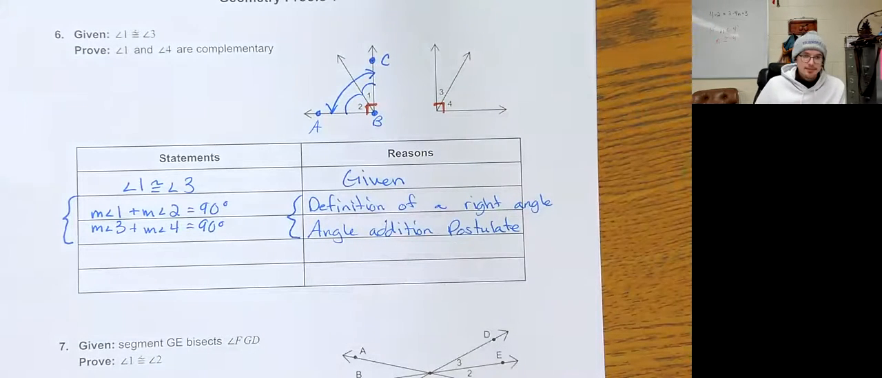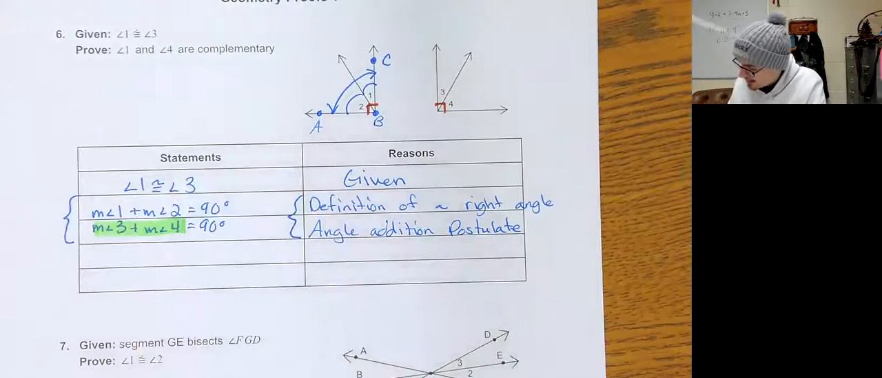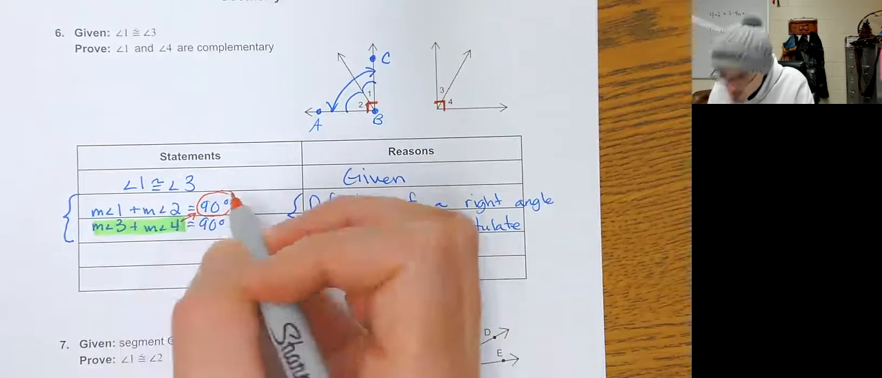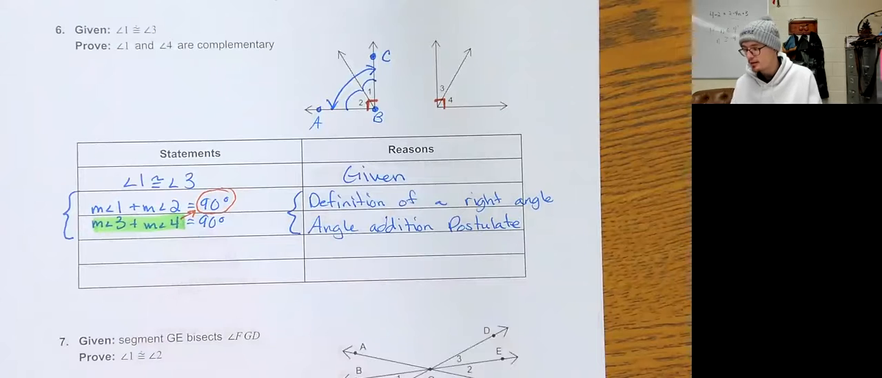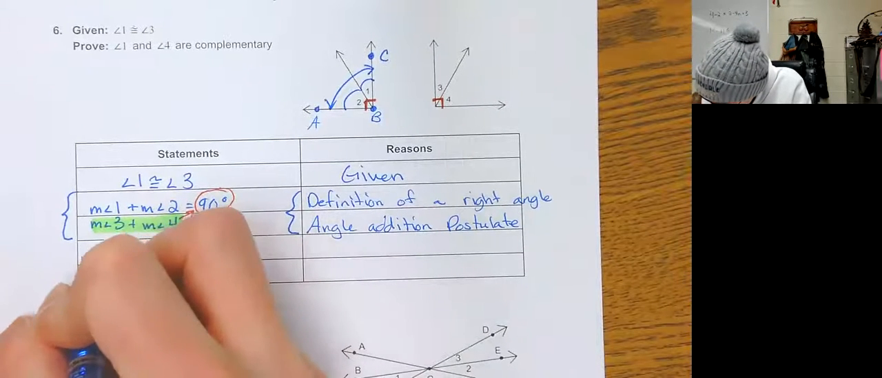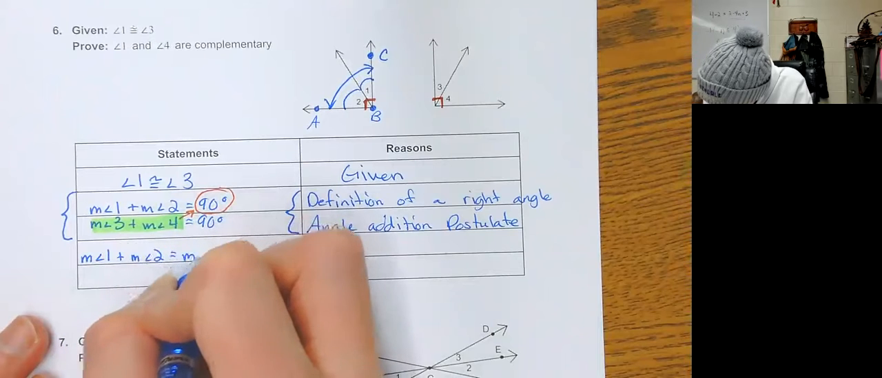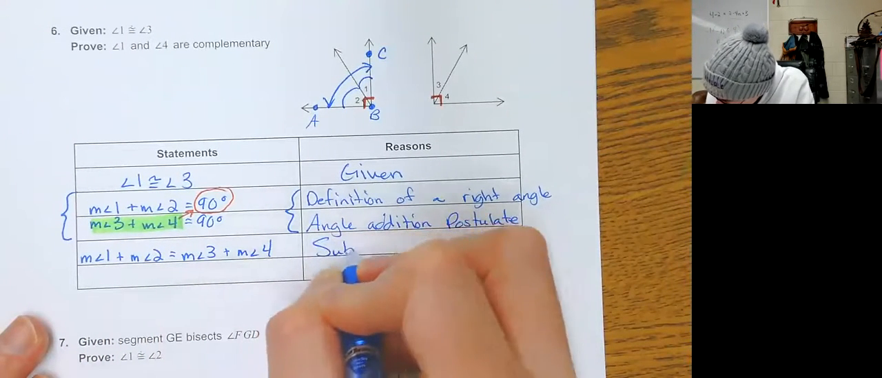So I like where we're at. Now what we're going to do is, because this is all equal to 90 degrees, I can substitute it in for 90, because it is equal to 90. So we're going to do substitution. So the measure of angle 1 plus the measure of angle 2 equals the measure of angle 3 plus the measure of angle 4. Substitution.